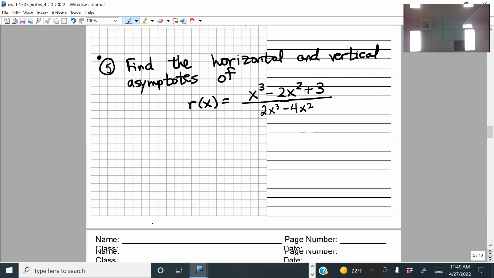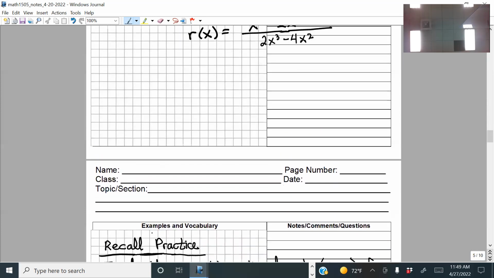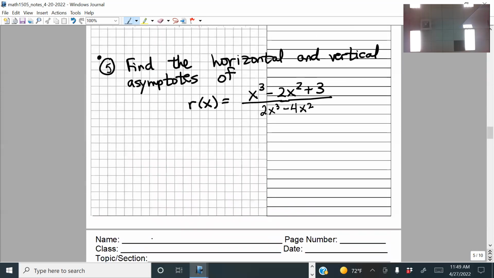I don't think I have a, see if I put it down here. No, I don't. I don't have a graph of this one. Darn. Maybe I do.